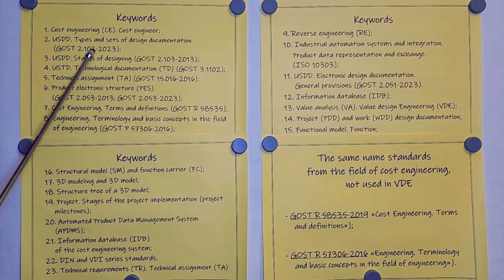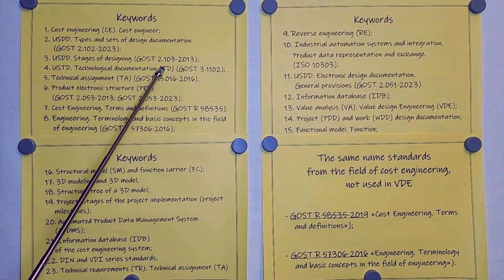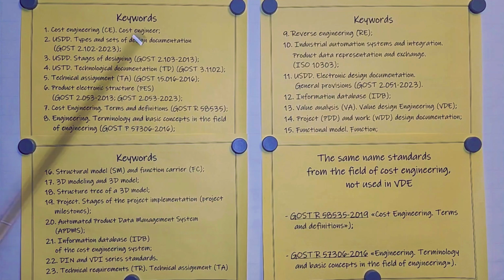GOST 2.103, Unified System of Design Documentation, Stages of Designing, is relevant to value design engineering to the extent that it regulates the compliance of the stages of development of the design engineering documentation for the product and their compliance with the stages or milestones of the project, i.e. it's a question of the degree of synchronization of structural and functional models with the design engineering documentation at the stages of the project.